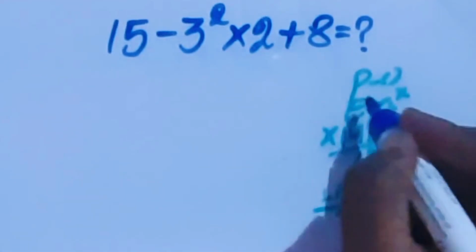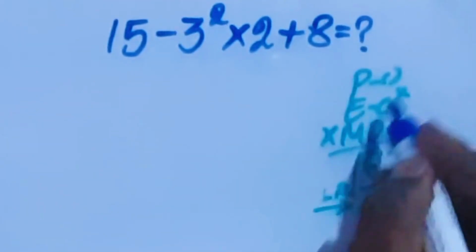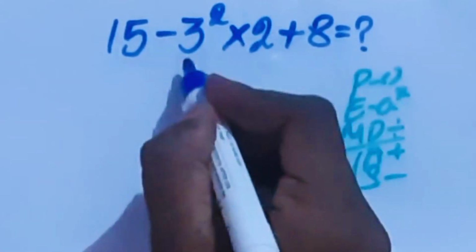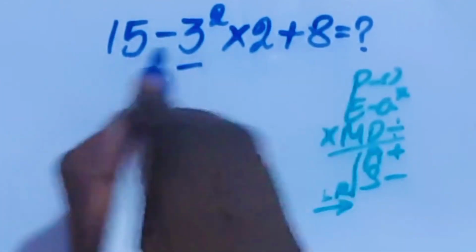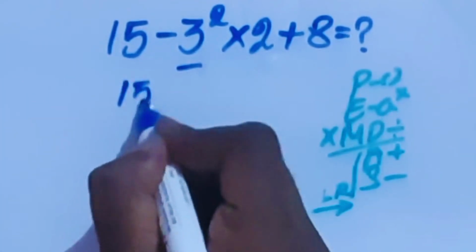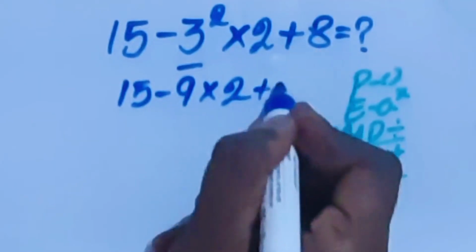Here, as per this order of operations PEMDAS, the highest priority is the bracket. We don't have a bracket in this problem. Next priority, the exponent. We have the exponent here, 3 power 2. So we have to do this 3 power 2 before this operation here. 15 minus 3 power 2 is 9 times 2 plus 8.